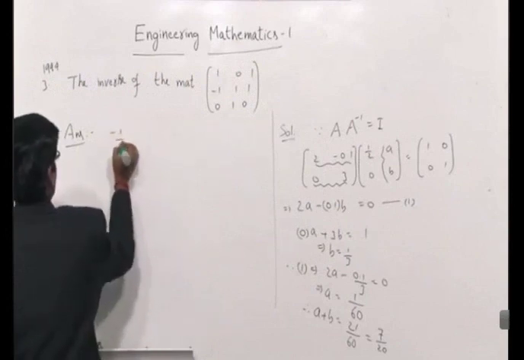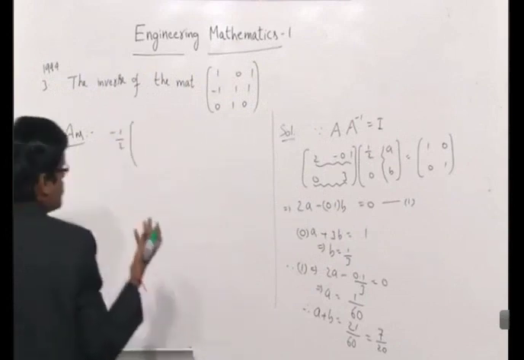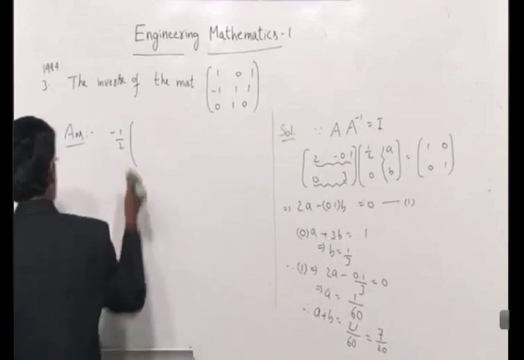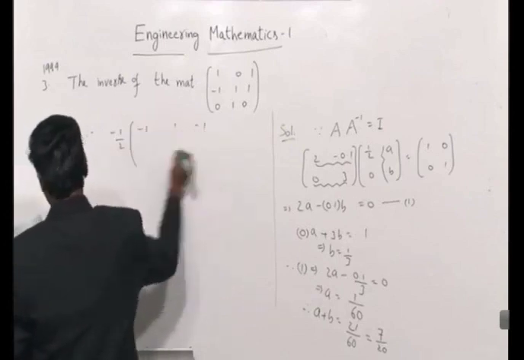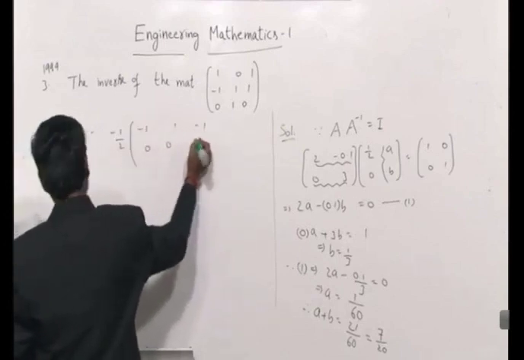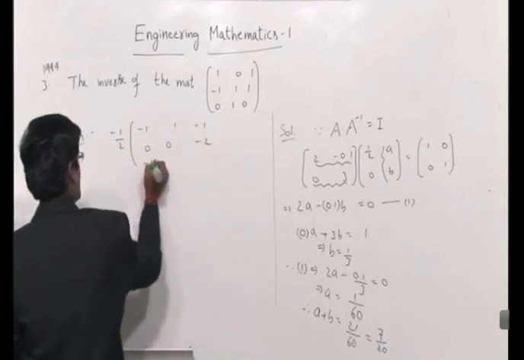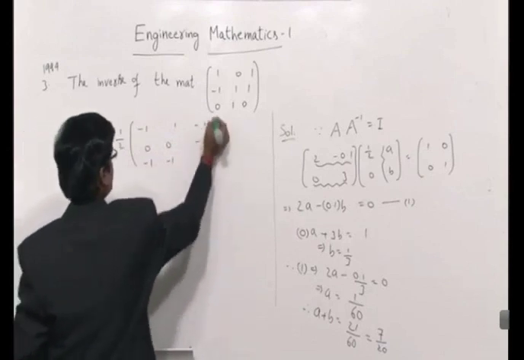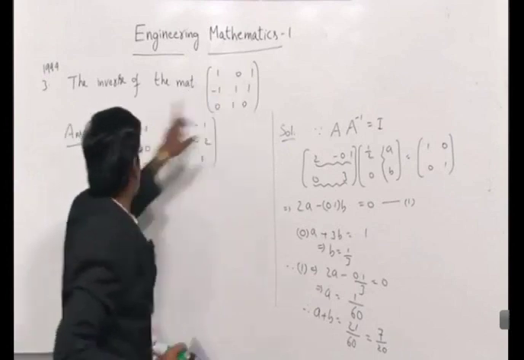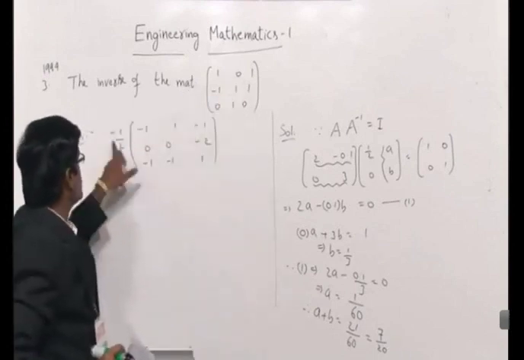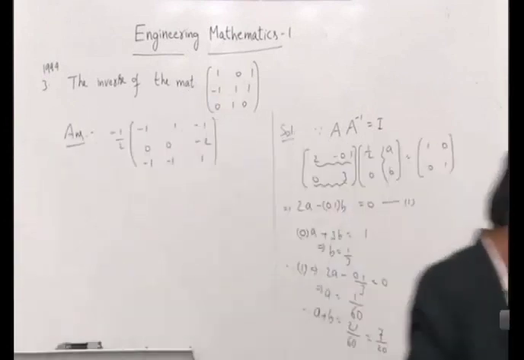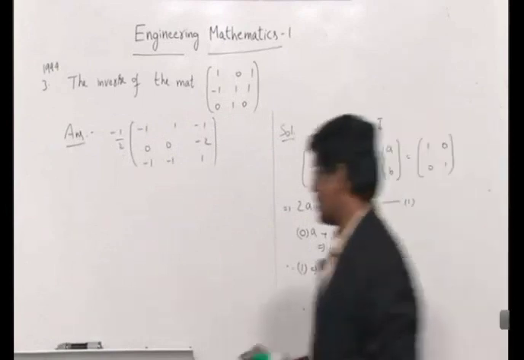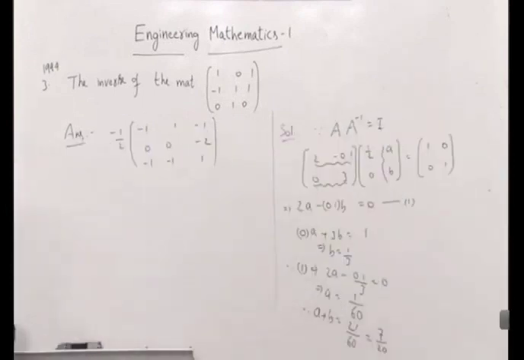Minus 1 by 2, [-1 1 -1; 0 0 -2; -1 -1 1]. Myself also, sometimes I may make small mistakes, so please check whether this is correct or not, later, not now. Here itself I can check: first row first column, minus 1 minus 1 minus 2 into, okay. So 2 more problems on basics, after that we will go to rank of a matrix.